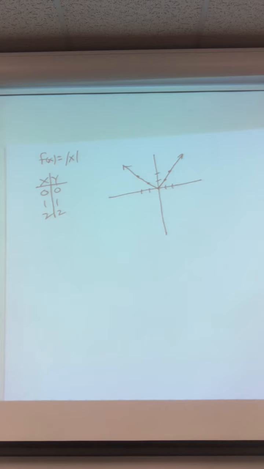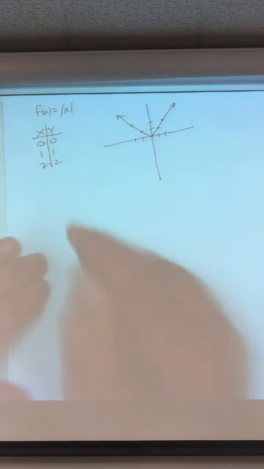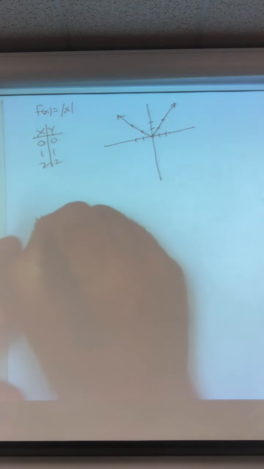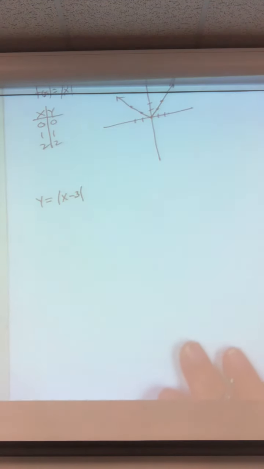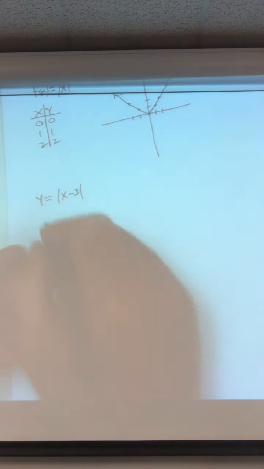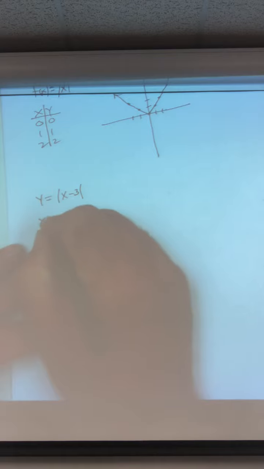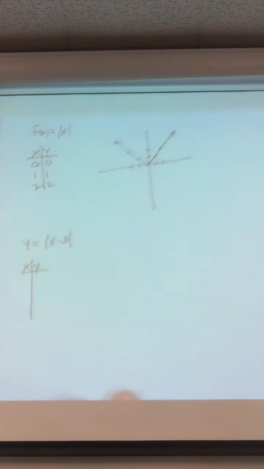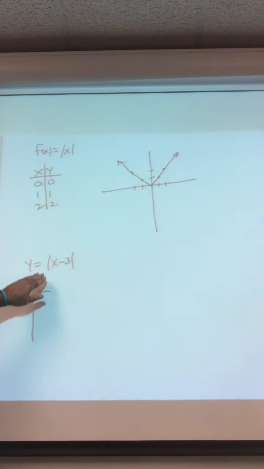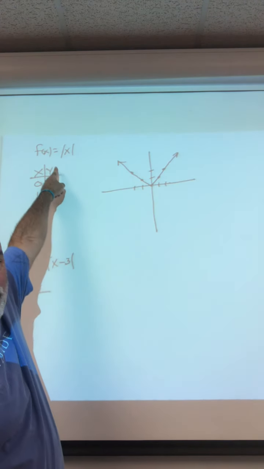Now, what I'm about to do is ask you to graph some of these where it's shifted. So let's graph this one. So y equals the absolute value of x minus 3. Okay, so we're going to make an xy chart. And remember I told you, it's good that you know this. What is this going to do to that graph there?